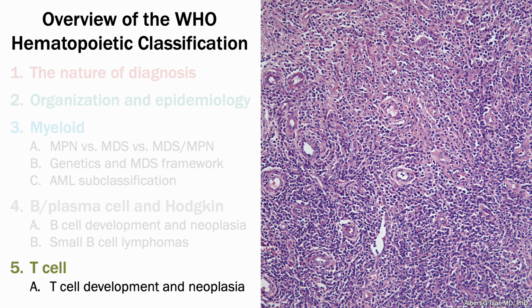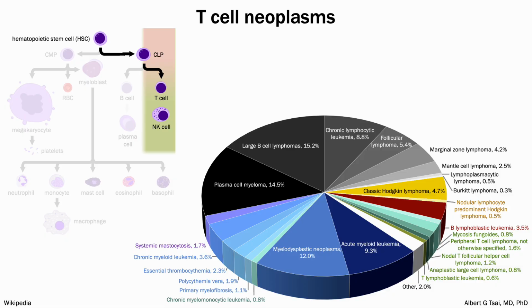Now on to T-cell things. This is a nice case of what used to be called angioimmunoblastic T-cell lymphoma and is now called nodal T follicular helper cell lymphoma, angioimmunoblastic type. And what you see is a proliferation of small to medium-sized lymphocytes with some cleared cytoplasm and surrounding fibrosis in a background of increased vasculature. T-cell neoplasms are this portion of the hematopoietic tree and 5% of the incidence pie chart.